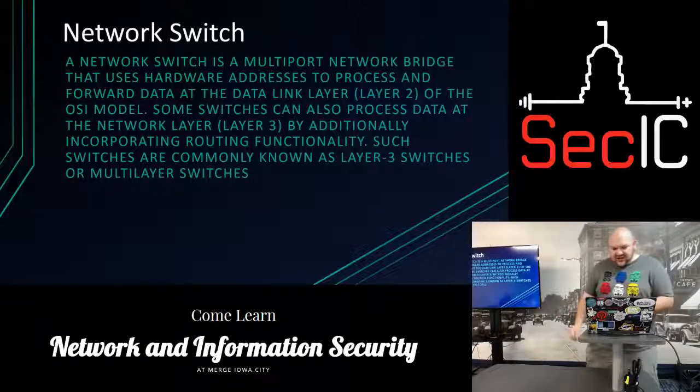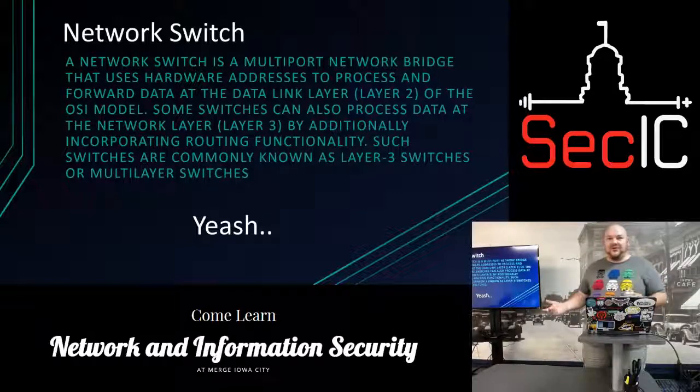So network switch. A network switch is a multi-port network bridge that uses hardware addresses to process and forward data at the data link layer, layer two of the OSI model. We're not gonna dig into the OSI model tonight, don't worry. Some switches can also process data at the network layer, layer three, by additionally incorporating routing functionality. Such switches are commonly known as layer three switches or multilayer switches. Yeesh.